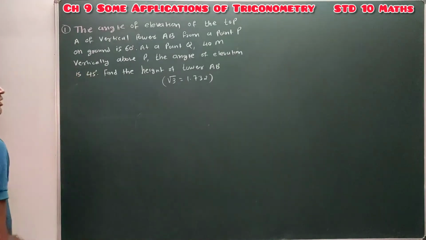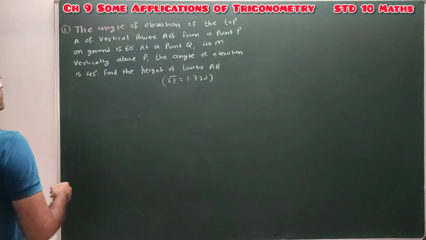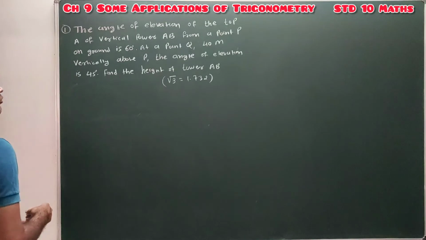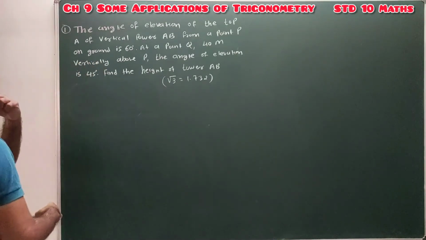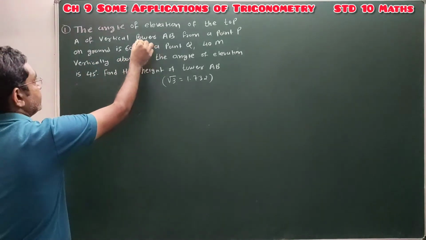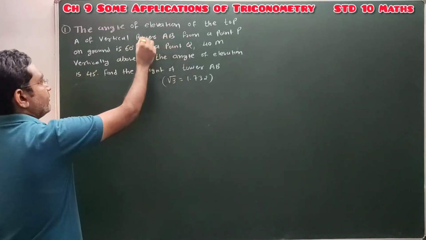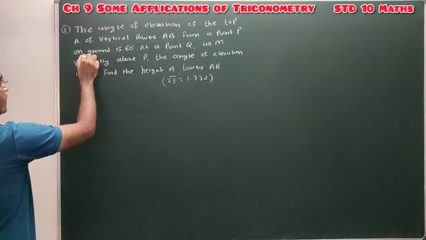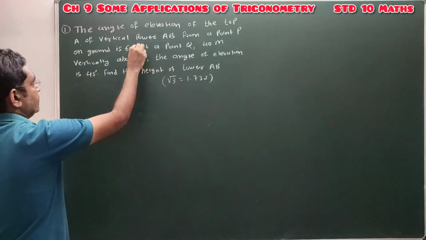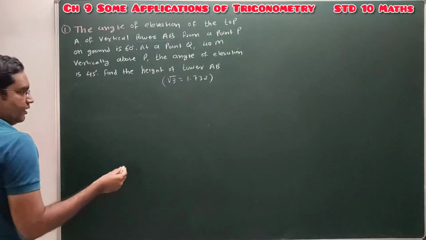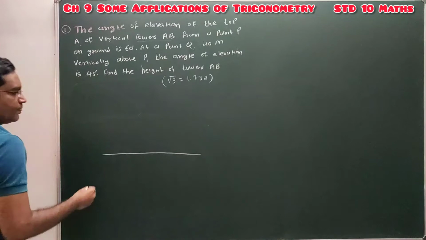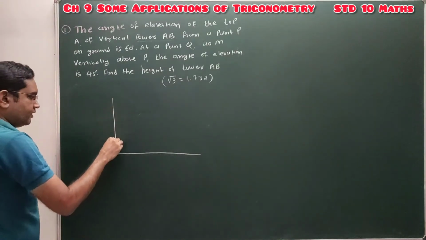Question number 1: the angle of elevation of the top A of vertical tower AB from a point P on the ground. So here vertical tower AB is given and the angle of elevation of top A of the vertical tower from the point P on the ground is 60 degree. So ground, vertical tower and point on the ground are there. This is our ground level. Let us consider this is our vertical tower AB.